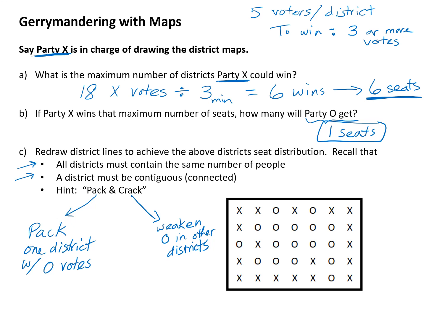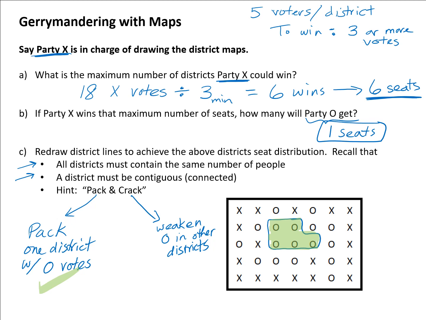So I see a lot of O votes in the center. So I'm going to grab some O votes out of the center and just make them into a district. I'm going to say that district is District O. I'm going to highlight it in green just to emphasize that's one district that's going to Party O. So that's my first district packed with Party O's.